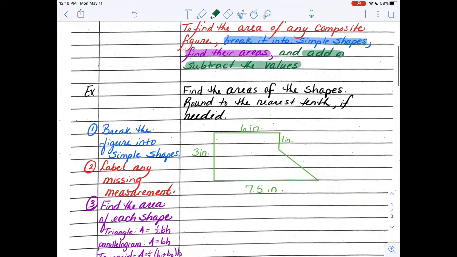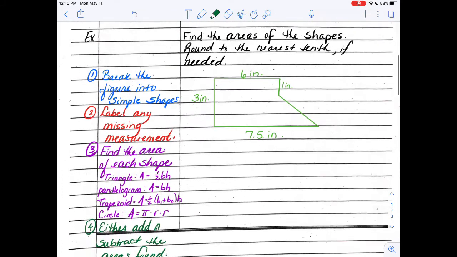So let's go ahead and look at this example here. I'm giving you, obviously, a composite figure. That's not a normal shape that you think of. So we're going to look at this and we're going to break this into, just like we're talking about, shapes I do recognize. And if I drew a little line down like this, I would see a rectangle over here and I would see a triangle over here. Now I broke those into those simple geometric shapes.